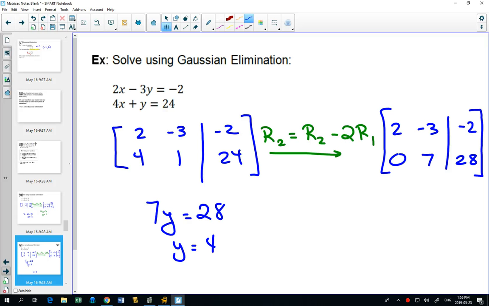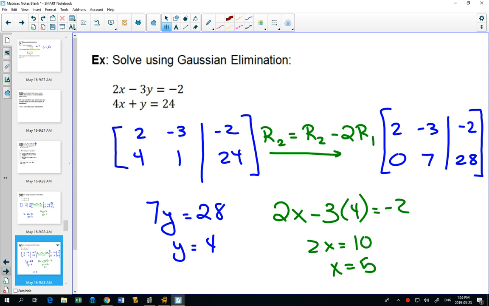If y is equal to 4, I can go back to my first equation. 2x minus 3 times 4 equals negative 2. 2x equals 10. X is equal to 5. Again, we often write our solutions as coordinates, so our solution would be 5, 4.